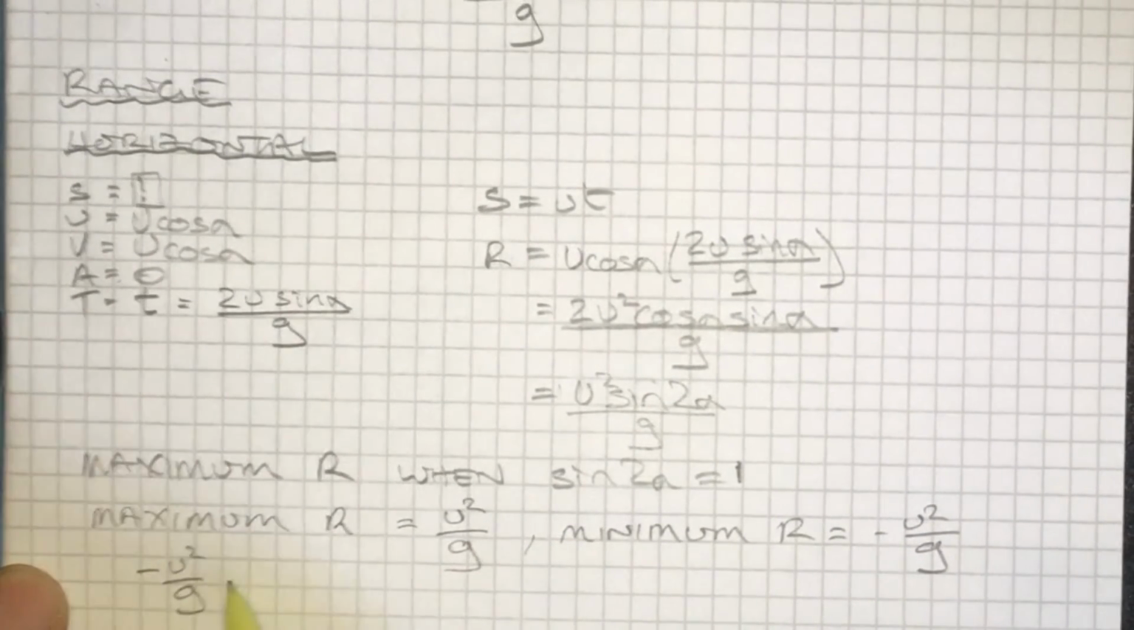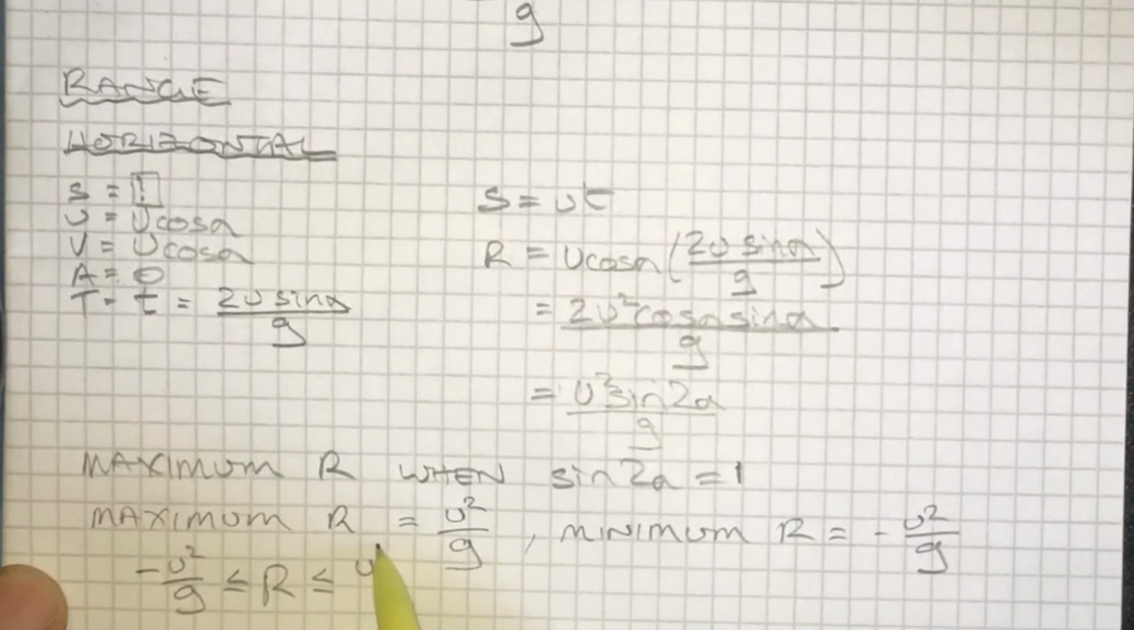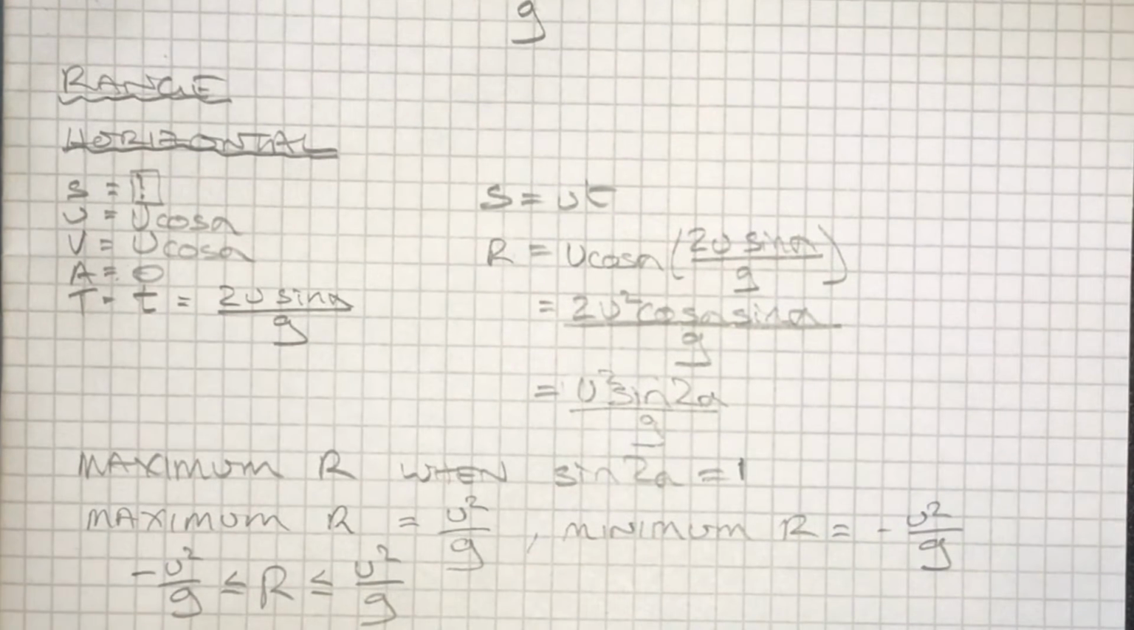Similarly, we could be asked about the minimum, which would occur when sine 2 alpha was -1. The range can take all values in between negative U squared over G and U squared over G, positive. Be on the lookout for opportunities to apply techniques that you know and you've seen elsewhere in maths.